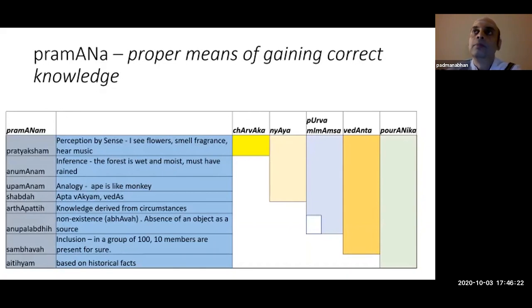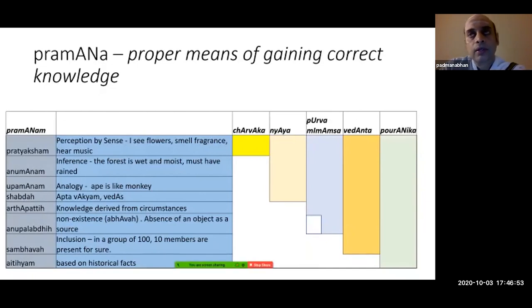But then we explain to them that it is like a monkey, it has these features, and it does not have a tail. And then if this person sees the ape next time, and he sees a monkey without a tail, he concludes that this is an ape. So that's based on an example. This is sadrishya jnanam. So that monkey becomes a pramana there.